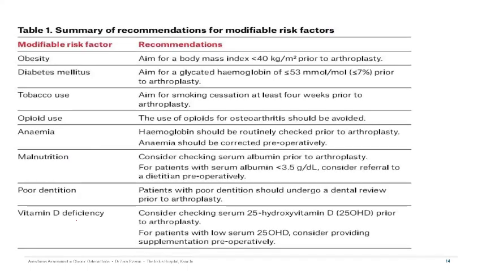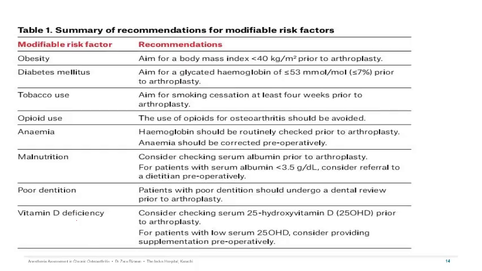So here is a summary of recommendations for modifiable risk factors. Because it's an elective surgery, we can optimize the patient, and it's better to optimize the patient before going for such a surgery. It's better to ask them to bring the body mass index below 40 kilograms per meter square prior to the surgery. Diabetes has to be controlled, and the HbA1c target should be less than 7%. Aim for smoking cessation at least 4 weeks prior to the surgery. Opioid use should be minimized and discouraged. Anemia should be routinely checked and corrected if required.